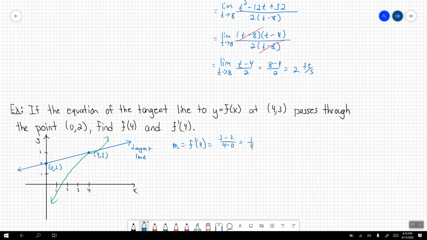Okay, not too bad. So we're able to find that f prime at 4 is going to be equal to 1/4. Awesome. That's one of the questions answered. The other one says find f of 4. Well, f of 4 is not too bad because that's actually given. f of 4 is actually 3. And we're done. Just like that.